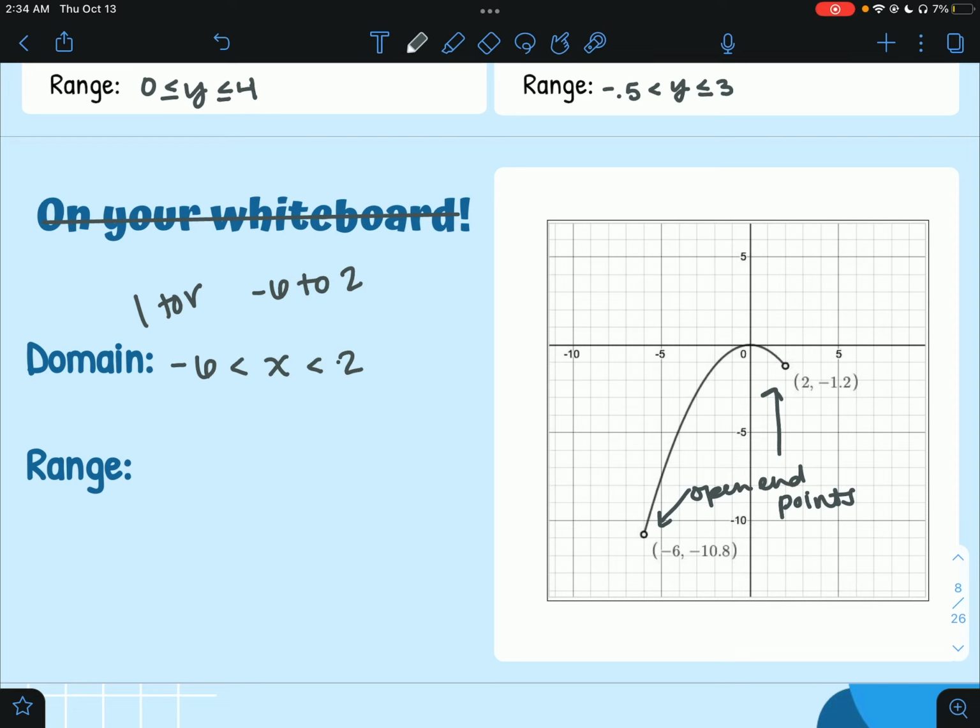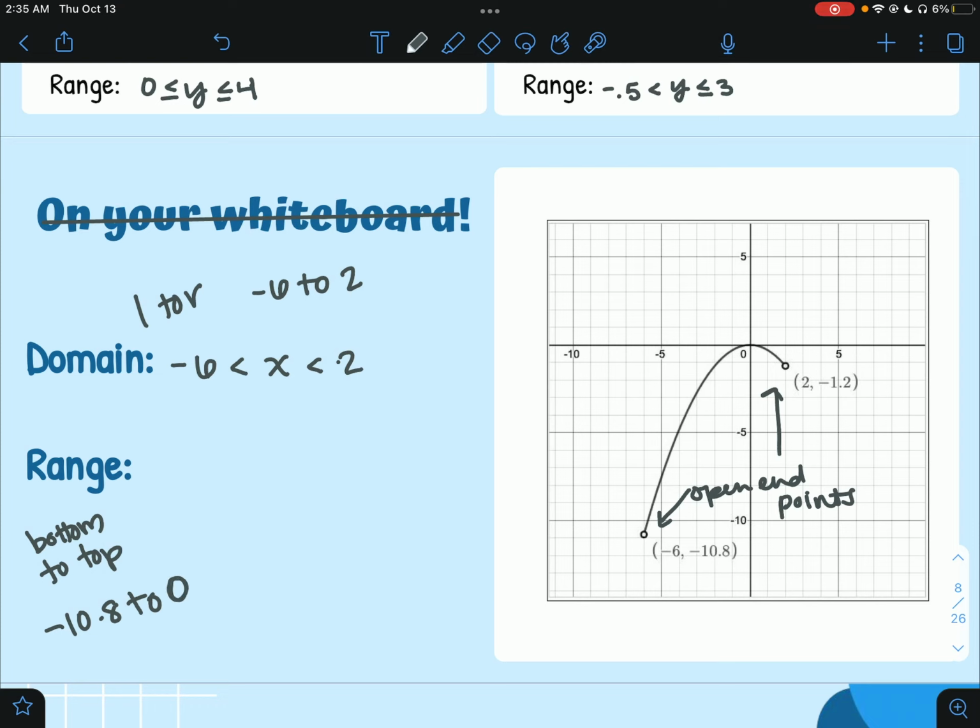We're going to do the same thing for range, except range is bottom to top. Let's list our numbers. If we're looking at our graph and we put our pin on it, the lowest value is right here. So -10.8. Next, we go put our pin on our highest value, which is not at the end point. It's actually above it. Here's our highest value. So the value of y at this point is 0. So we know our top would be to 0.